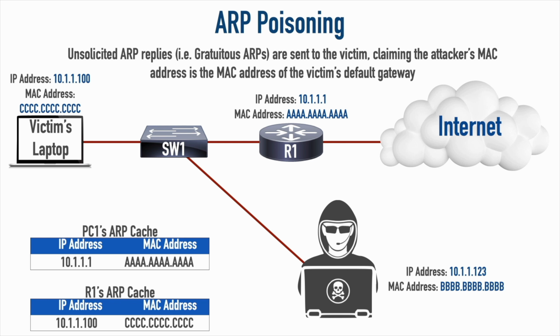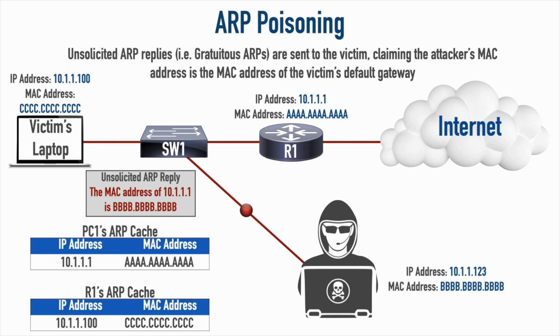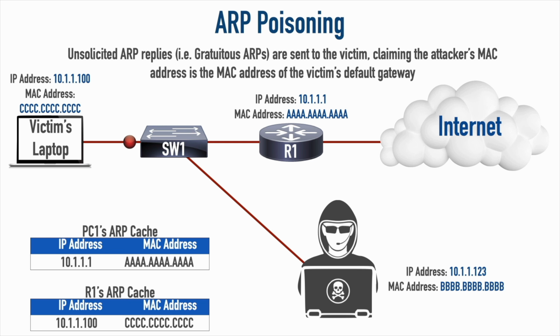So here's what the attacker does. They send out an unsolicited ARP reply, sometimes called a gratuitous ARP, saying, by the way, the MAC address of 10.1.1.1, it's the all B's MAC address. And we're sending that ARP reply to the victim's laptop. And the victim's laptop is going to say, oh, thanks so much. Let me update my ARP cache. I thought it was the all A's MAC address. Let me correct that. I'll update that and say it's the all B's MAC address that gets me to 10.1.1.1.